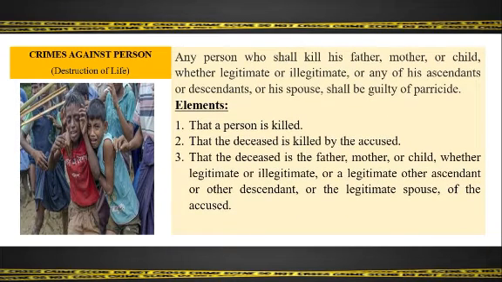Next, crimes against person or in destruction of life. Any person who shall kill his father, mother, or child, whether legitimate or illegitimate, or any of his ascendants or descendants, or his spouse shall be guilty of parricide. So these are the elements of crimes against person: that a person is killed, that the deceased is killed by the accused, that the deceased is the father, mother, or child, whether legitimate or illegitimate, or a legitimate other ascendant or other descendant, or the legitimate spouse of the accused. So now what is the penalty for crimes against person? Also, reclusion perpetua, 20 years and 1 day to 40 years to death.